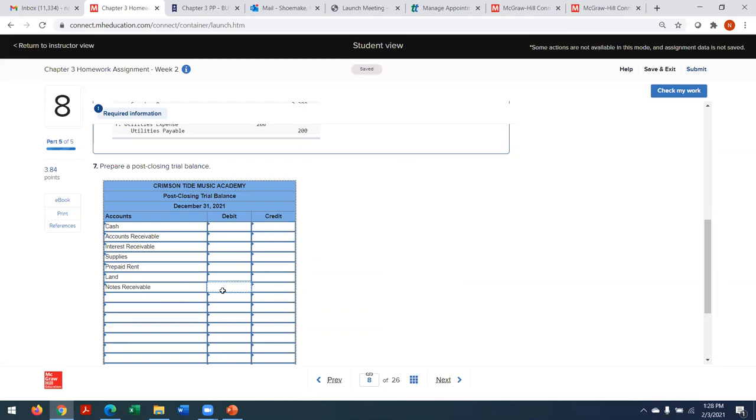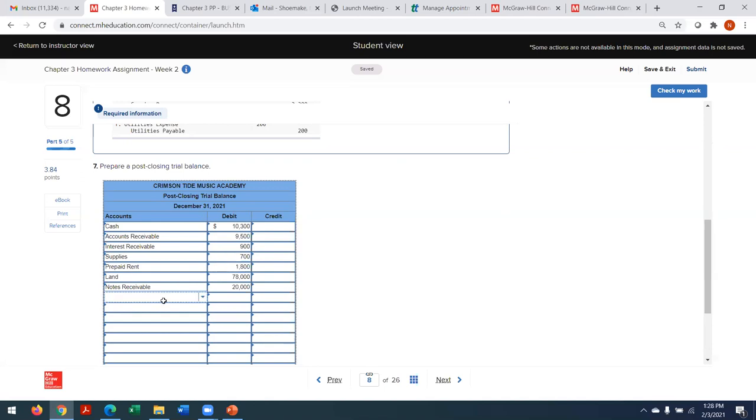For 20? Yes. And how much was the land? 78,000. Can you tell me the cash, guys? 10,300. Accounts receivable? 9,500. Interest receivable, 900. Supplies? 700. Prepaid rent? 1,800.